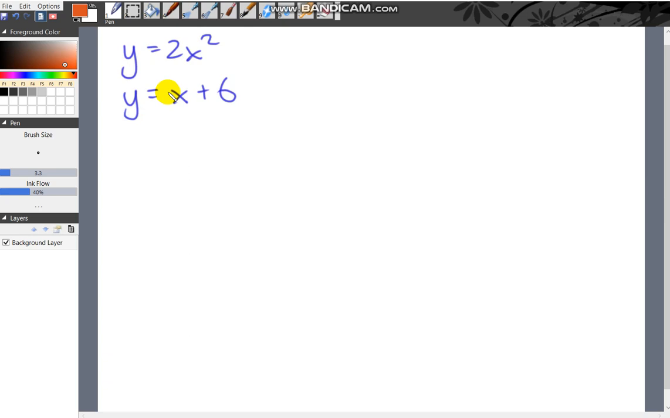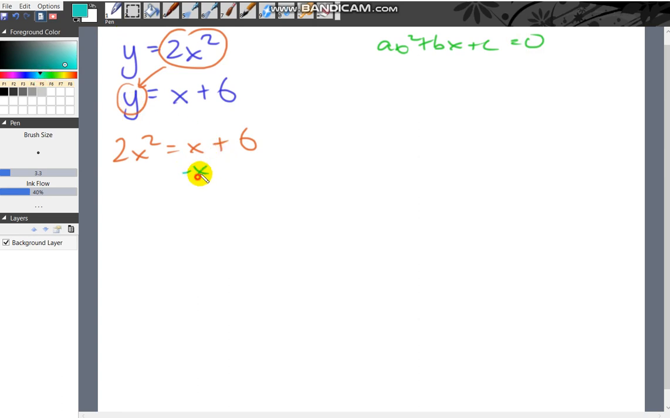Basically, if we're trying to solve what we have here, we're going to take this 2x squared and plug it into here. So we have 2x squared equals x plus 6. Again, what we want is something of the form ax squared plus bx plus c equals 0. In order to do that, we can rearrange the terms. We can subtract x and subtract 6 from both sides. So this cancels, and we get 2x squared minus x minus 6 equals 0.